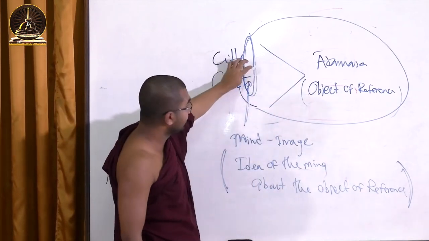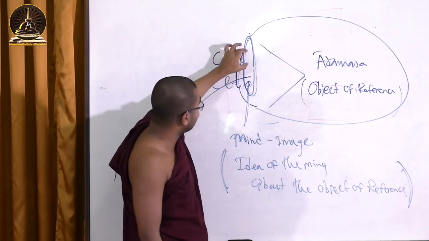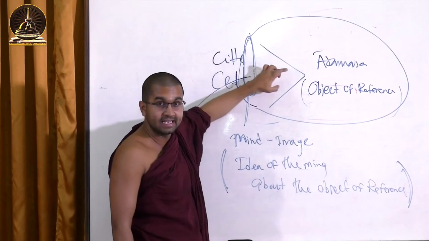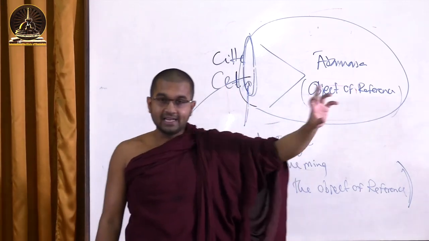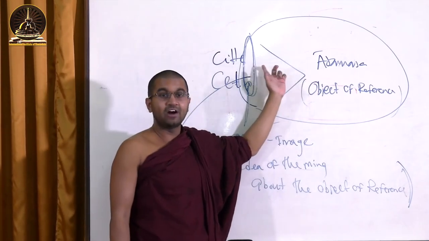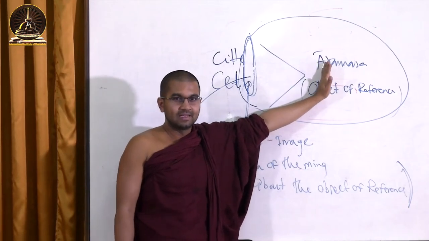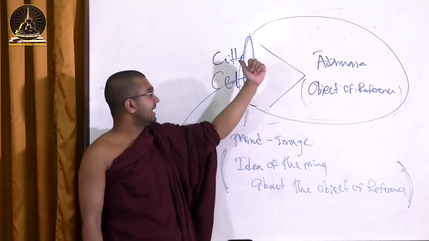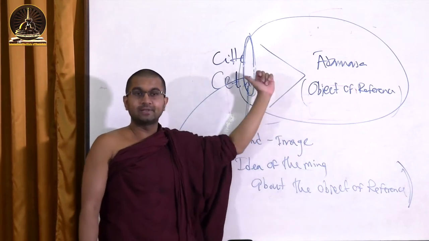So therefore, this idea normally we say it's constructed by saññā, but this idea also, idea of a pleasant object, idea of unpleasant object, regardless of the nature of the object, even a pleasant object can be felt as unpleasant with an unpleasant idea, unpleasant object can be felt with pleasant idea.